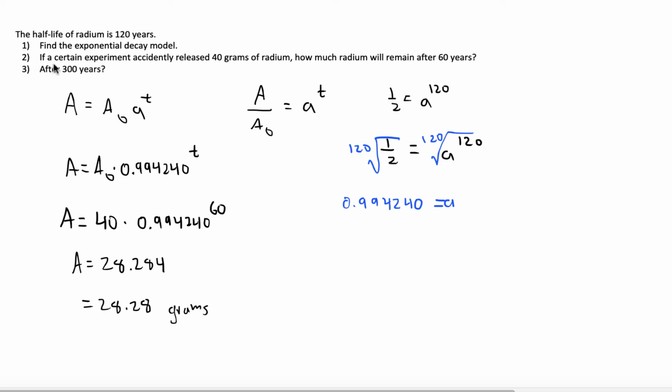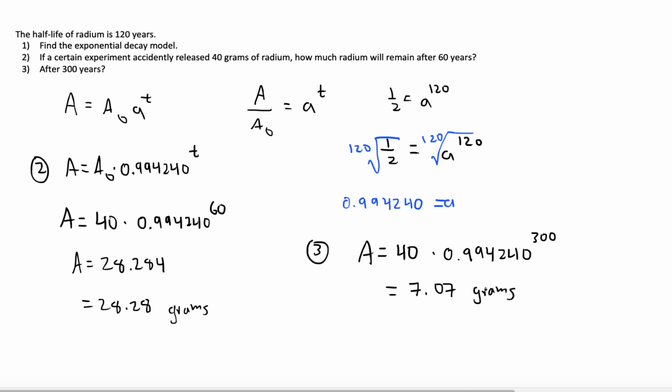And so then the third question is, how much will remain after 300 years? The third problem, then, is to do the same thing. We know that we started out with 40 grams, and we know that this was our constant, 0.994240, but now we want to raise this to the 300th power. Similarly, make sure you do this part first, 0.994240 to the 300th power. Don't round it, don't clear it out. You should be able to just hit times 40 after that, and this gives us 7.07 grams.